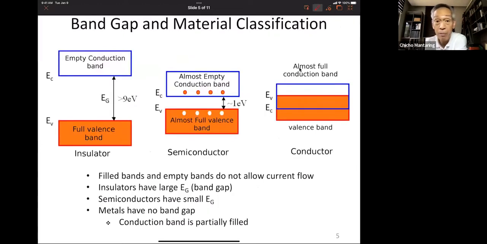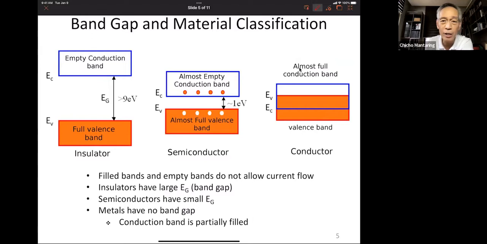Depending on the gap, your material will either be an insulator, a semiconductor, or a conductor. What is the difference between the three? When the band gap is very large, your material is an insulator. And what is large? For insulators, typically the band gap is about 9 electron volts. You might say, isn't that very small?